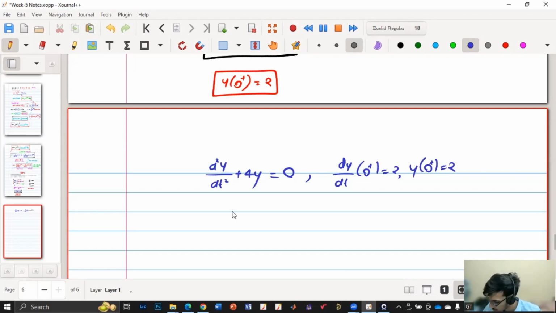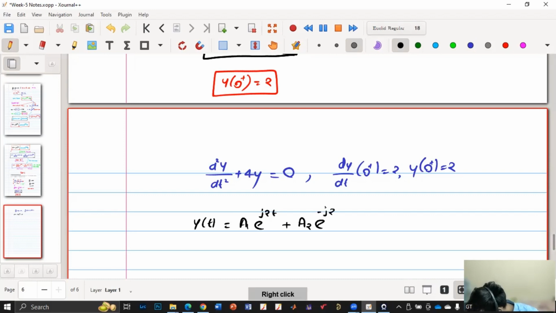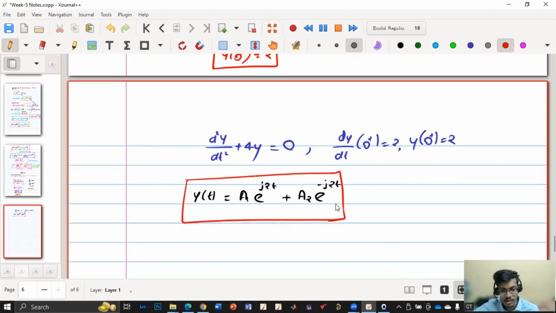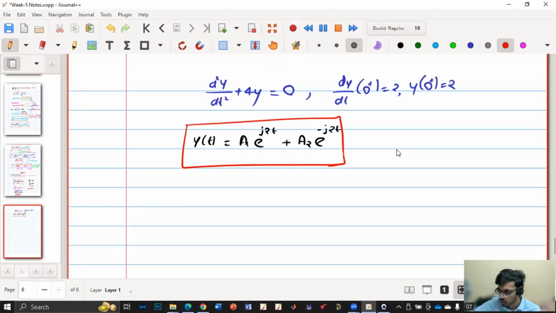Now we know the solution of this, which is y of t is equal to a1 into e to the power j2t, because the solutions are plus or minus 2j, plus a2 into e to the power minus j2t, because we have learned this in previous classes many times, right? So a1 into e to the power j2t plus a2 into e to the power minus j2t. Now using these two boundary conditions, we need to find a1 and a2.